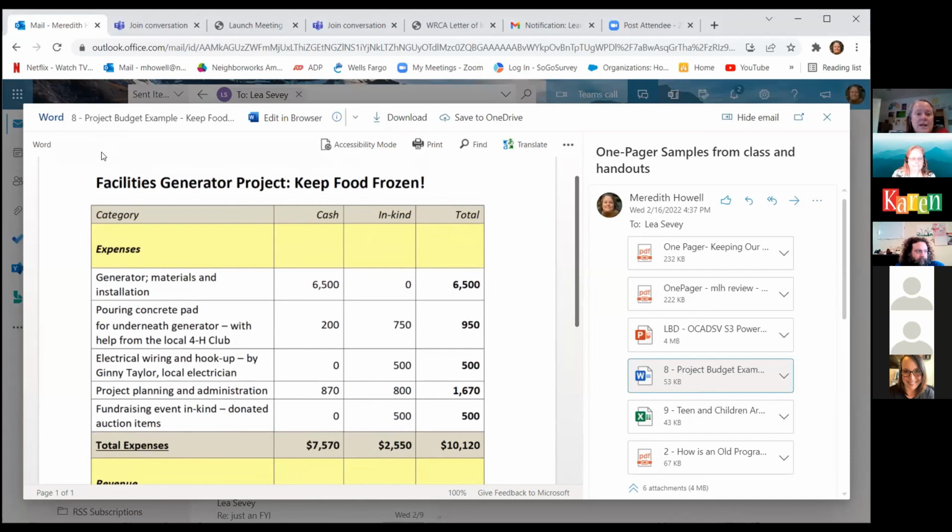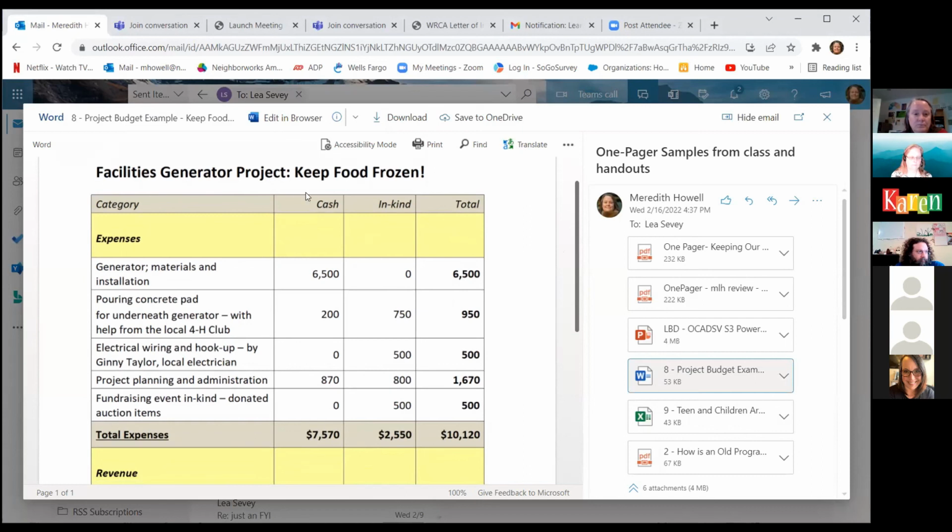This is a project called Facilities Generator Project, Keep Food Frozen. It's for our food bank. And I've set it up. This is just a simple project. We have expenses first, and we've got what is it going to cost in cash? What do we think we can get in kind? And then we're going to add those together and see what our total is.